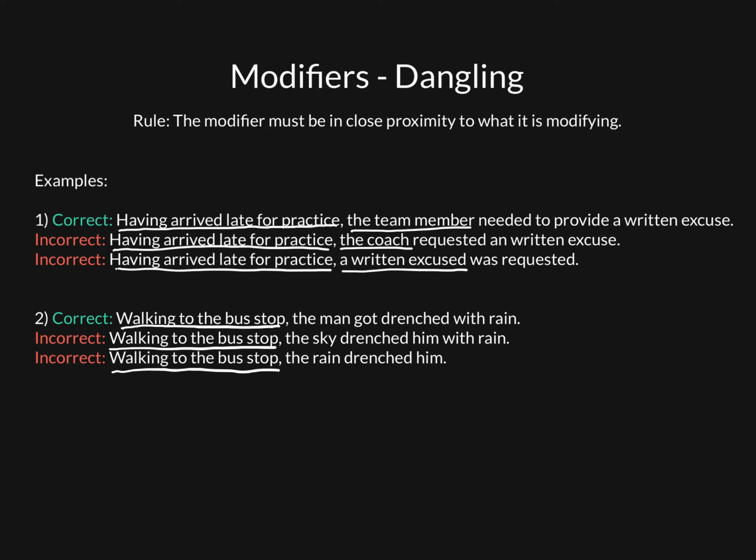However, we want to see, what is the thing that walked to the bus stop? Is it the man, the sky, or the rain? And you could clearly see that the man was the thing walking to the bus stop. So therefore, that first option would be the correct option.